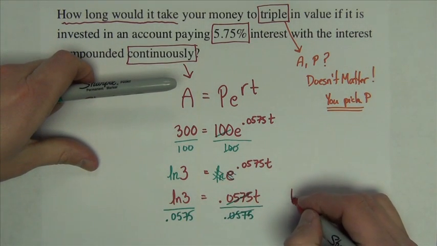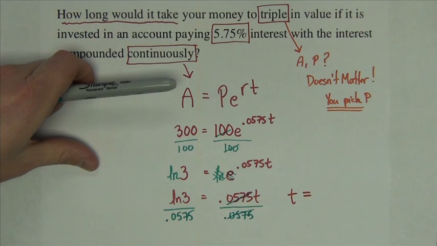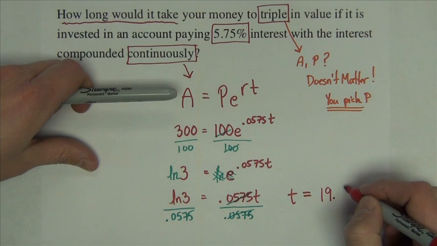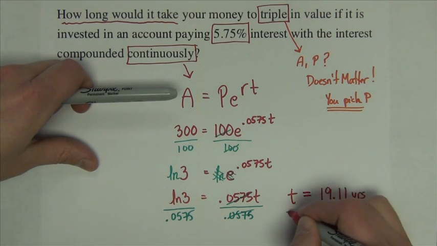We're good. I'll do it over here. T equals, this is again calculator work. I'm typing in natural log of 3 divided by 0.0575. Do that on your own as well. Make sure you can get this right. I get 19.11 years.